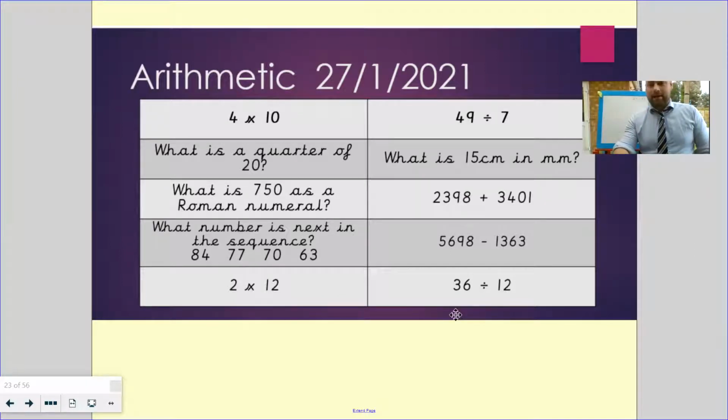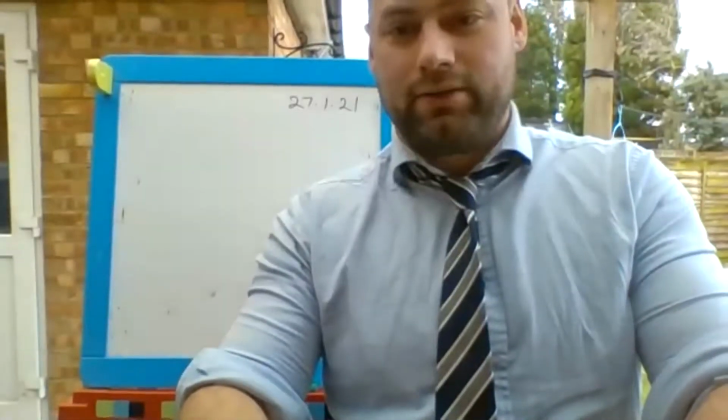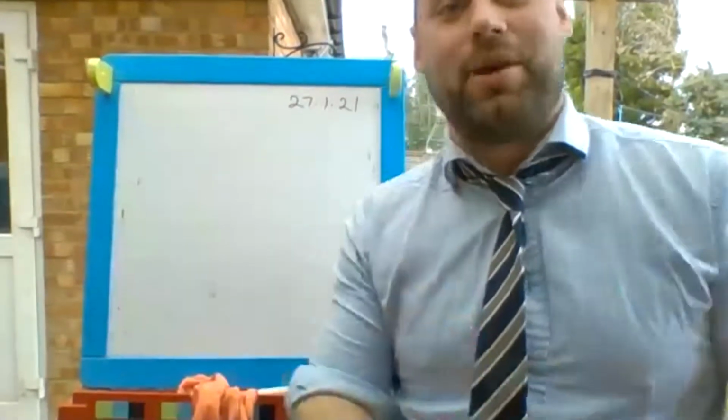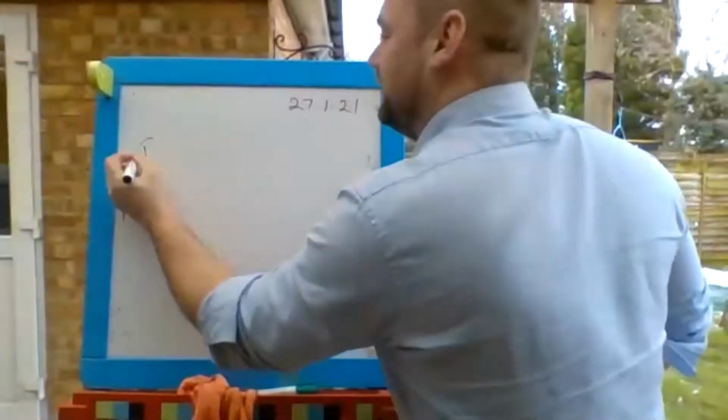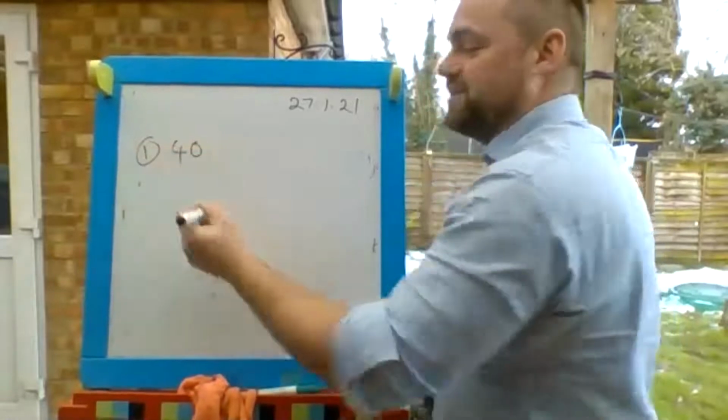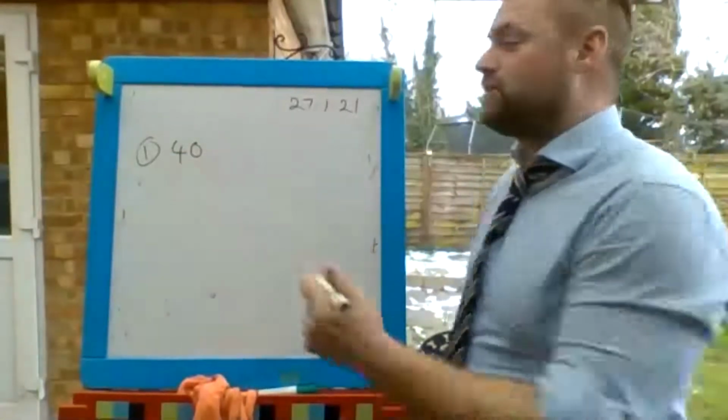Okay, welcome back. I'm going to stop sharing my screen so you can see what I'm doing up on my board here. I'm going to make it so I can see the questions, but you won't be able to. So first question, nice and easy. 4 times 10 gives us 40. Nice one. What is a quarter of 20?